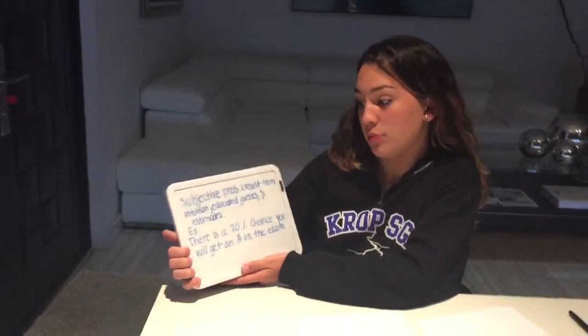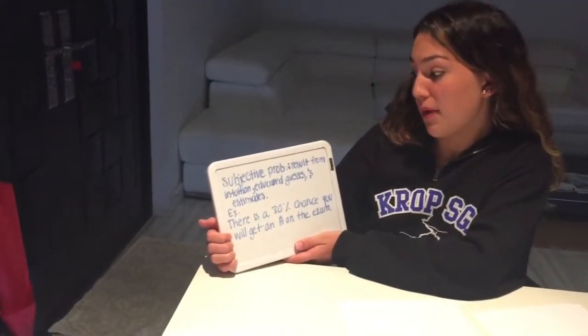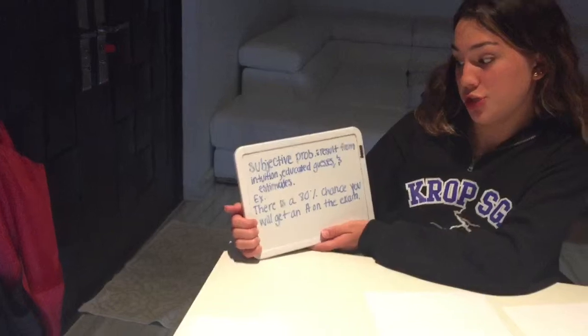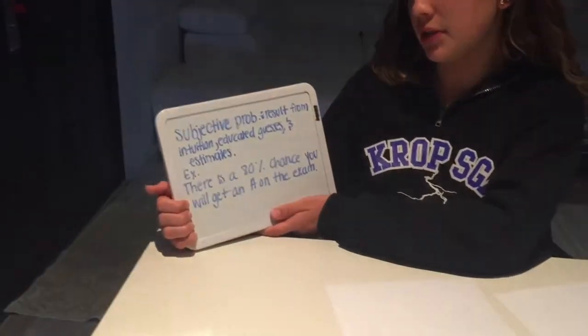The third type of probability is subjective probability. Subjective probability is probably the easiest to understand and perform. Subjective probability is the result of an intuition, educated guess, or estimate. So subjective probability is usually an estimate.